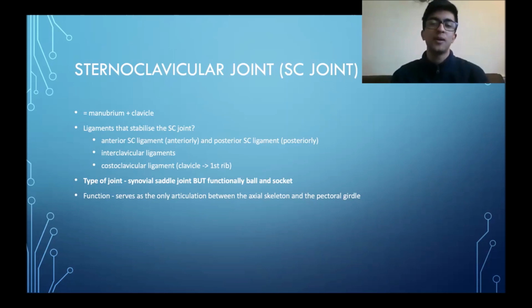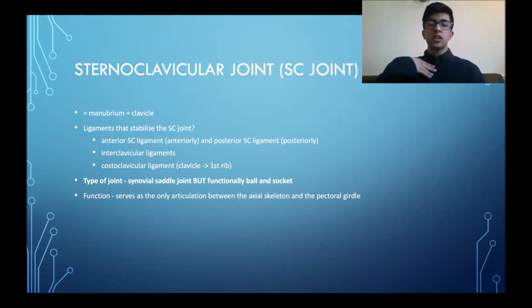If you've seen the new Spider-Man movie, you understand, it's a cool kind of thing that you have stability, and it makes sense about all these ligament names. Don't just try to memorize them, try to understand the best you can. Anterior, posterior, and then interclavicular between the two clavicles. So you're stabilizing every aspect of the sternoclavicular joint.